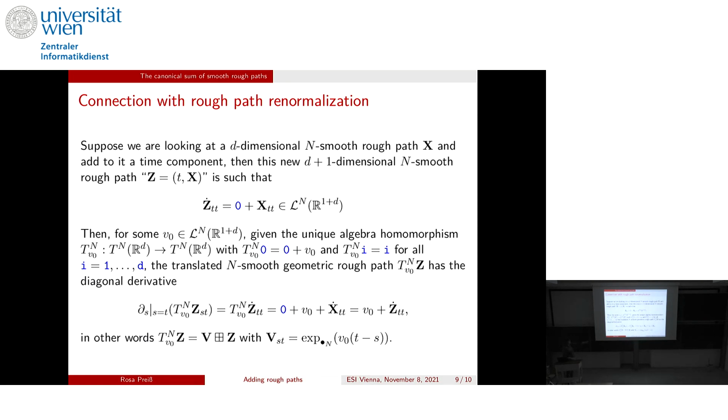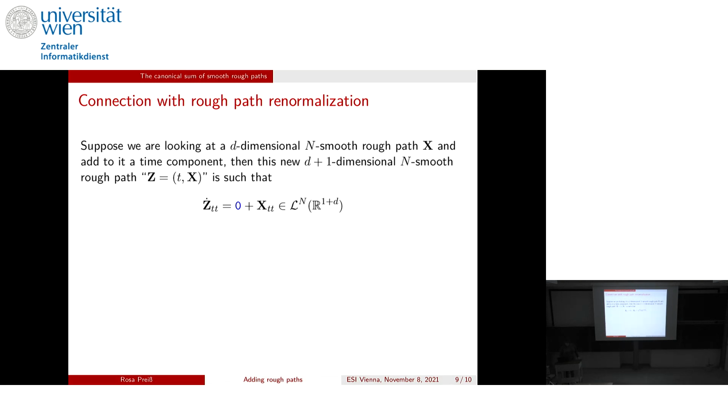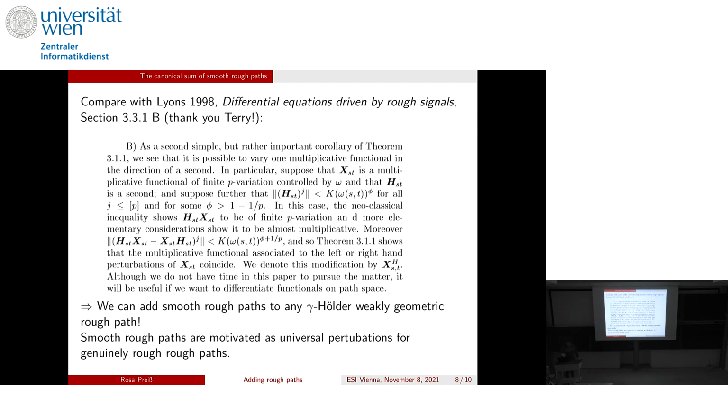So now we can really write this translated path set as the original path set plus a log-linear path V, which is just the exponential of this V0 with the time increment. So that's really how what Terry also had in mind, his old remark, connects to what we did in 2017 with Lyons, Victoir, Ivar Brunet and also Peter Fritz on translation of rough paths.